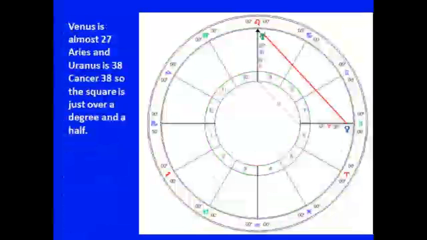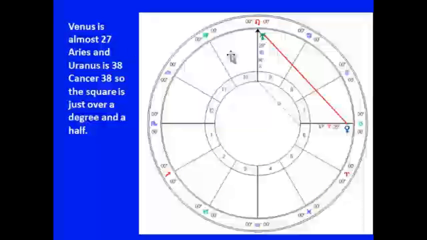All right, now let's look at another square we've already seen, Uranus at 28 Cancer 38 and Venus at 26 Aries 57. If we look at Venus at 27 and Uranus at 28.5, there's about 1.5 degrees between the two, just slightly over that. So it's a pretty close square. Definitely something we would consider as a square.